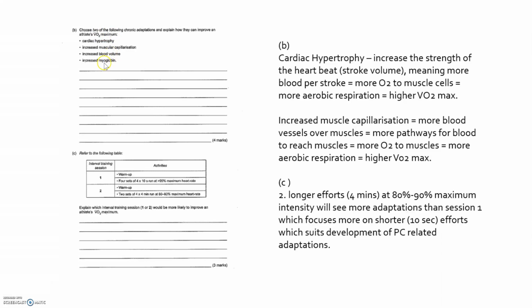Blood volume is the same. Increased myoglobin is the same. More myoglobin, more extracted oxygen to the muscles, more O2 to the muscles, more aerobic respiration, higher VO2 max.